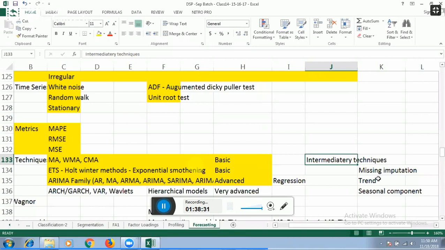I have done a moving average, but I never did missing value imputation with the help of a moving average. So I am requesting, whenever you do the example, can you show me how we can impute missing values with the help of a moving average? Sure, I will do that. Yeah, okay, thank you. Any questions till now?